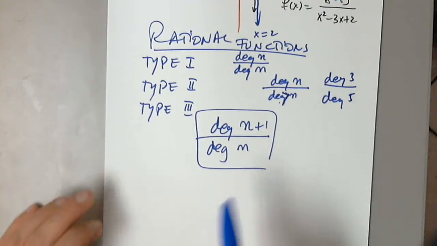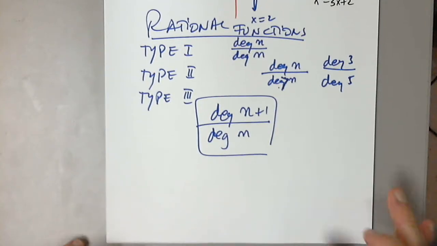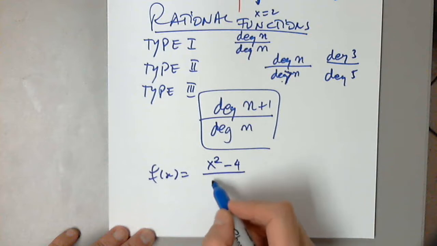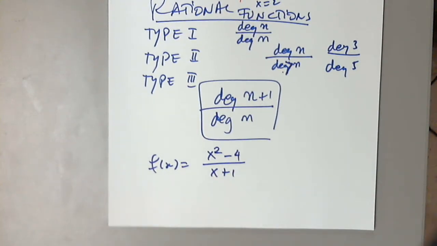Okay, so I'd like us to look at a problem like this. Let's say f of x equals x squared minus 4 over x plus 1. Which category is it? Is it type 1, 2, or 3? I know it's a silly question. What is the degree at the top? The degree of the denominator? 1. So which type is it? 1, 2, or 3? 3.